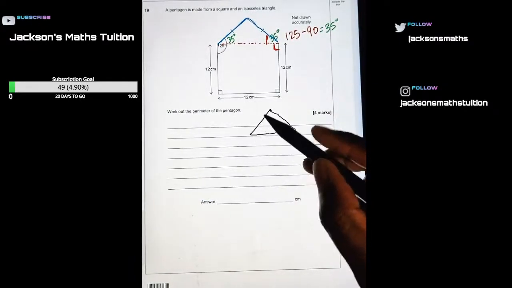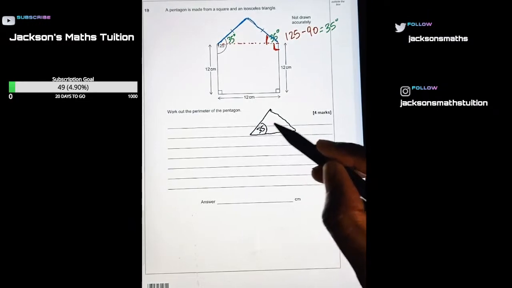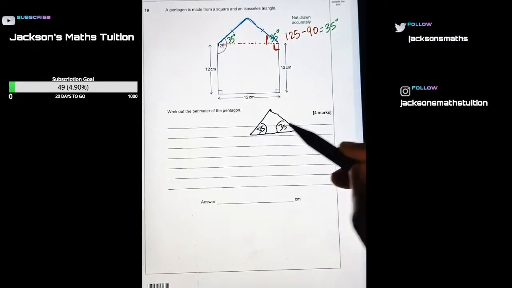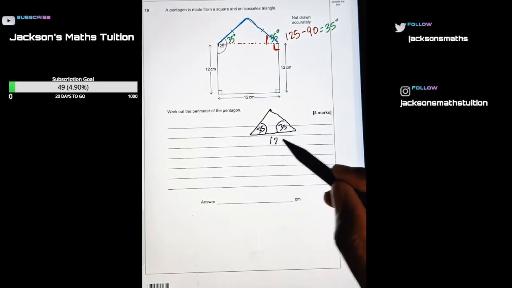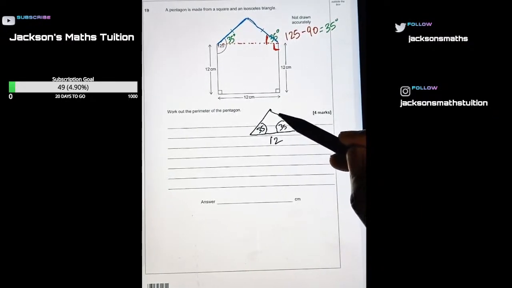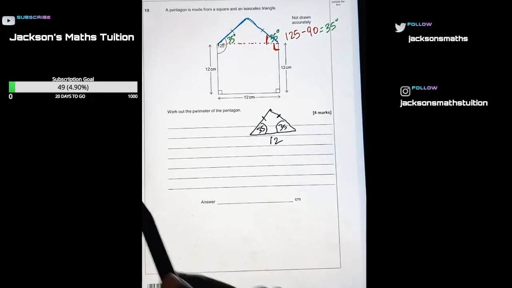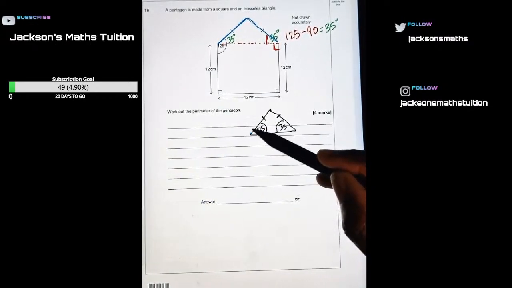So if I take it out, this is 35 here, 35. The base of the triangle is going to be 12. Okay? And we need to work out those missing sides. Let's work out these missing sides here.